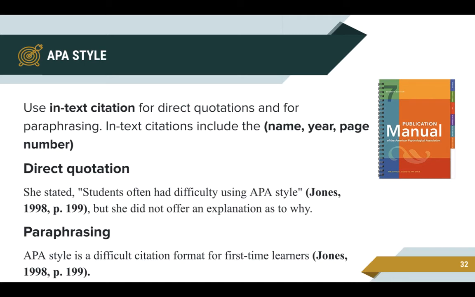There are sort of two types of citation within APA. There's in-text and then your references. You use in-text citation for direct quotations and for paraphrasing. In-text citations include the name, year, and page number. And so I have some examples here of what that looks like.